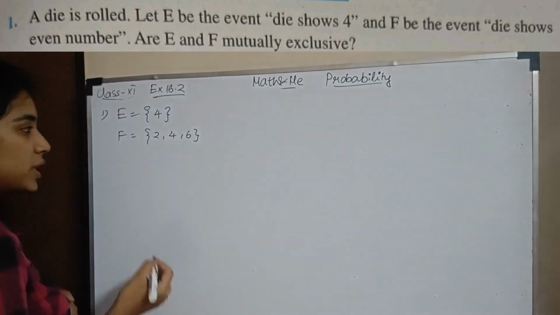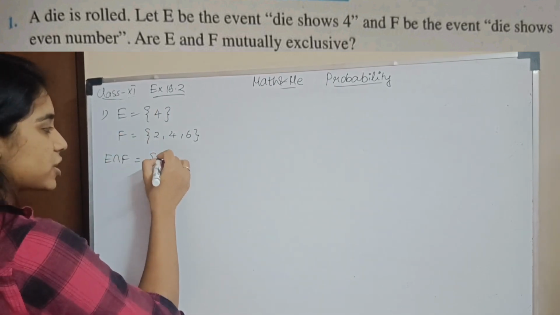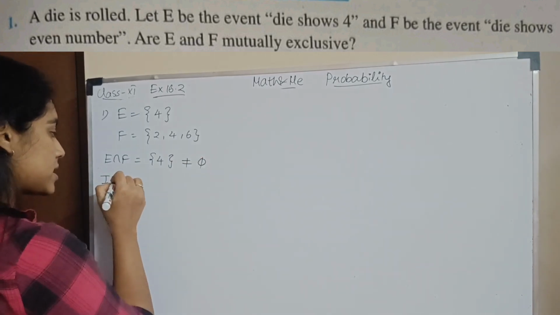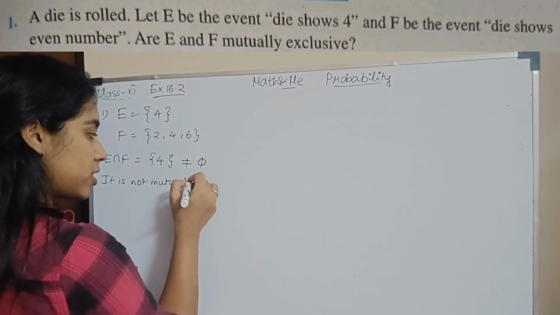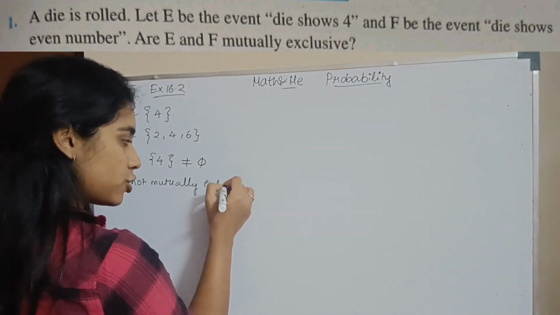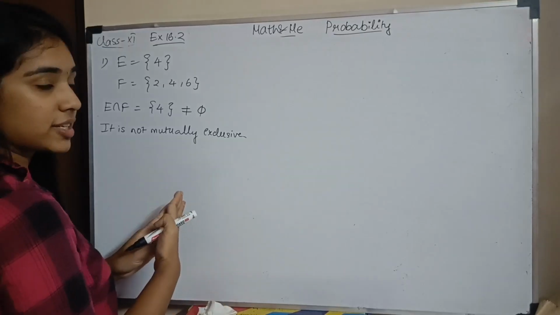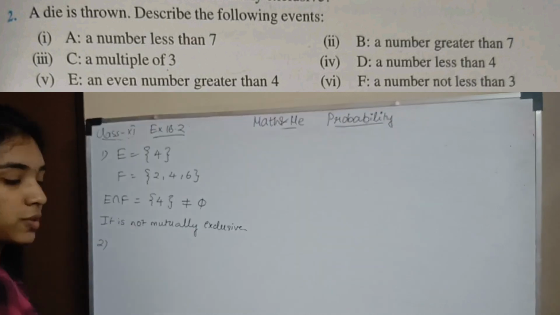Are E and F mutually exclusive? So you have to check for E intersection F. What is E intersection F? It is 4. So it is not equal to the null set, so it is not mutually exclusive. What does mutually exclusive mean? The intersection should be a null set. Mutually exclusive events should not have an intersection. Here there is an intersection, so they are not mutually exclusive.